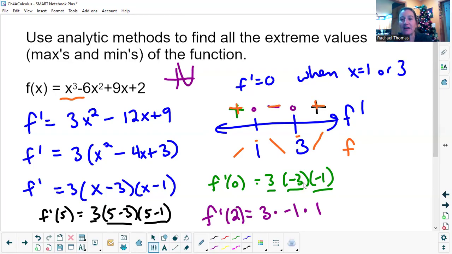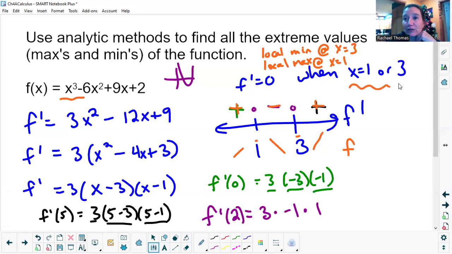And just based on that, I can conclude that there is a local min happening at x equals 3 and a local max. Are they global? Maybe. I don't know. I haven't been asked to determine that. A local max happening at x equals 1. All I can conclude from the behavior of f prime is whether there's going to be a maximum, minimum, or neither at any of these points.